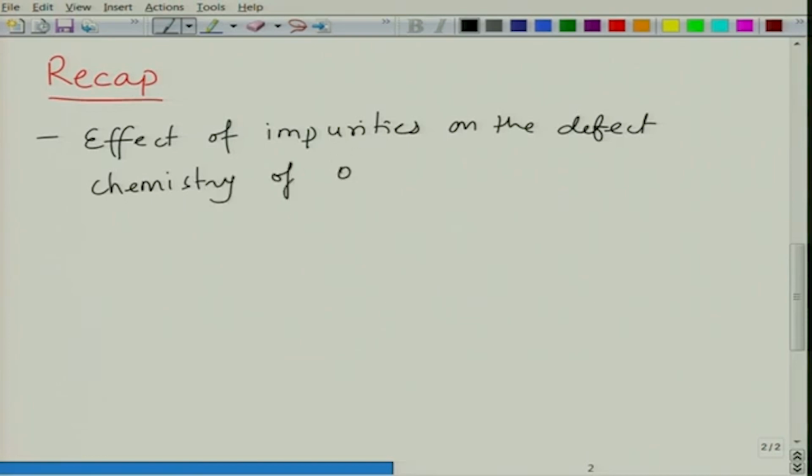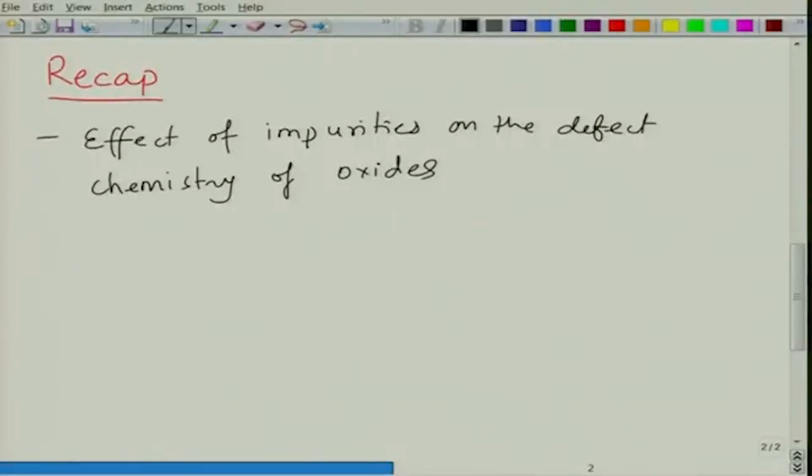of oxides. So, when you have an oxide MO, when you put in M2O3 in it, you bring extra oxygen into the system. So, this extra oxygen coming into the system will give rise to what we call electrons, or it can also give rise to metal vacancies. And if you bring in an oxide which is M2O, then it does the opposite. So, you can also use these impurities to tailor the defect chemistry.